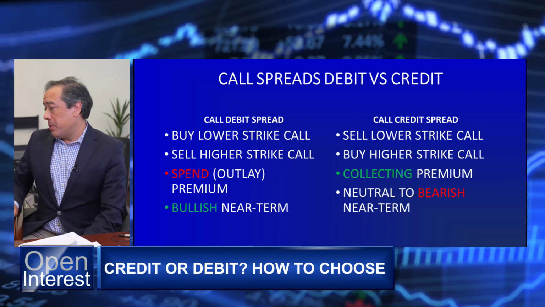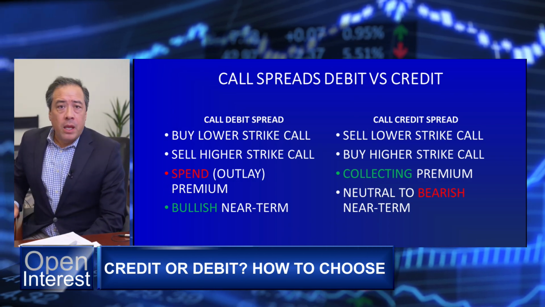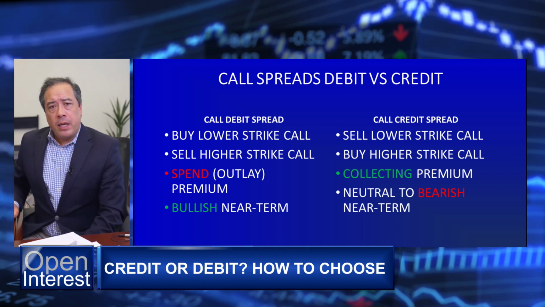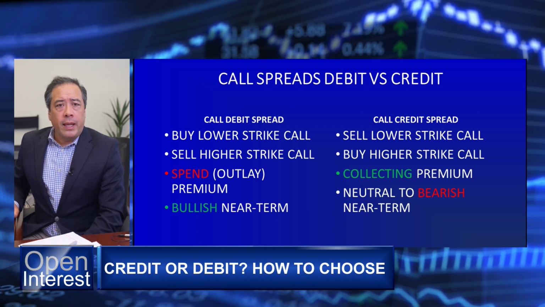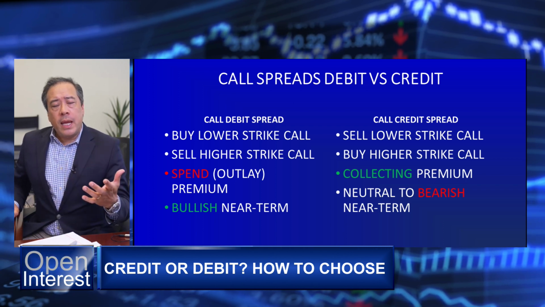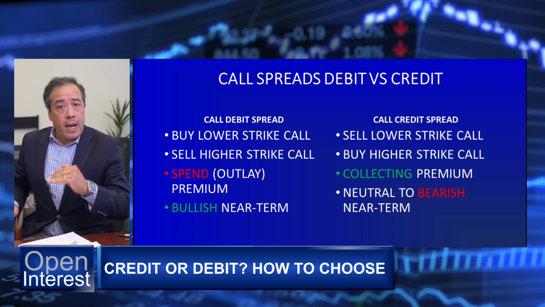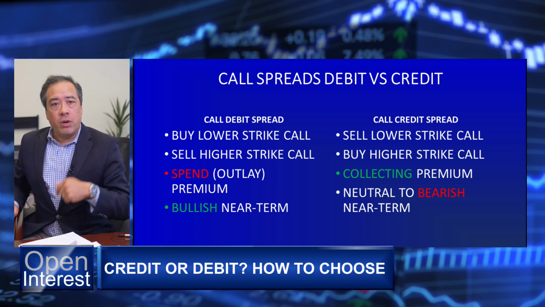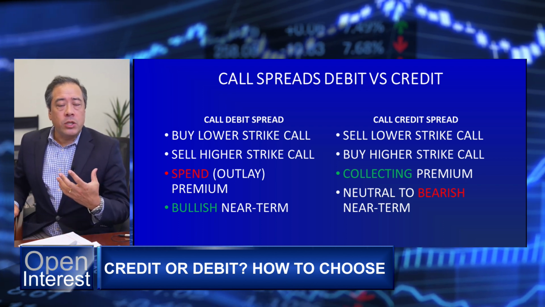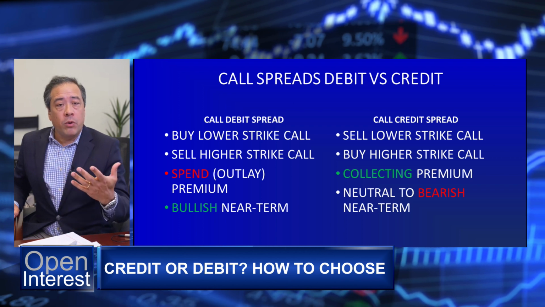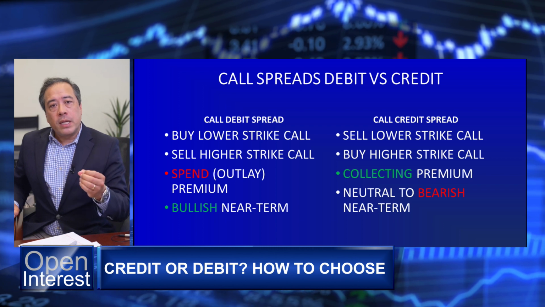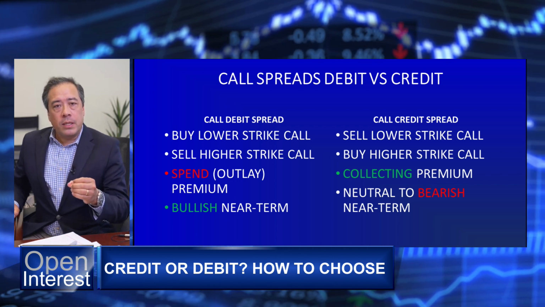First, let's take a look at the difference between debit and credit call spreads. Okay, so the critical difference, let's start with the debit spread first, in the column on the left-hand side here. When you purchase a debit call spread, you are going to be buying a lower strike call, and then to help finance it, you're going to sell a higher strike call. In this case, your premium is always going to be an outlay. You're always going to spend money to put a trade on like this. And this is expressing a bullish near-term thesis.